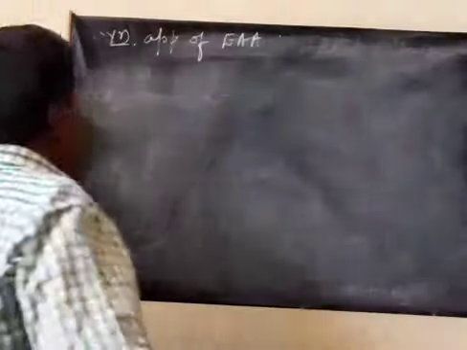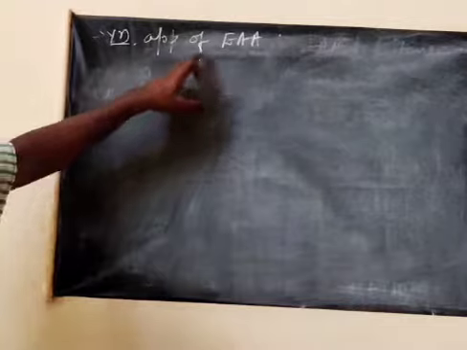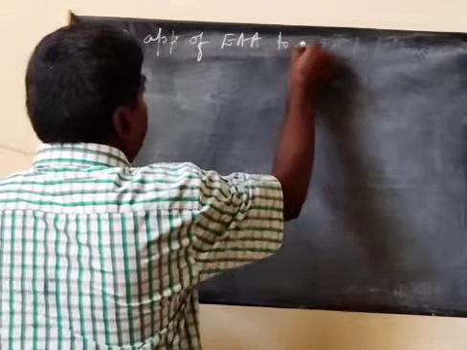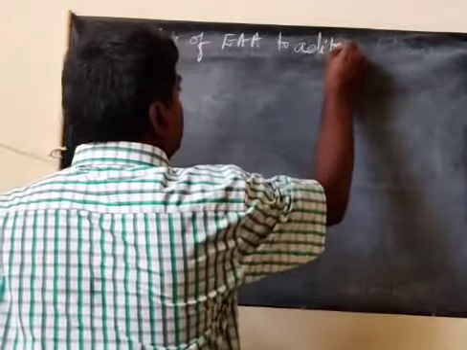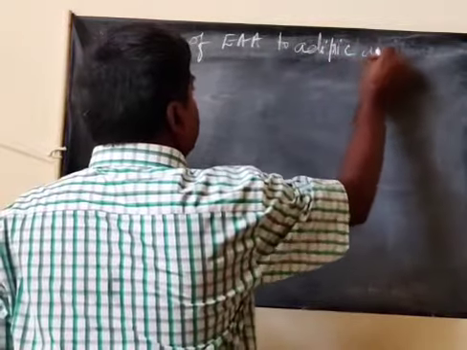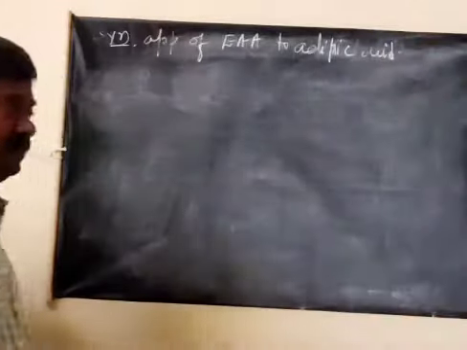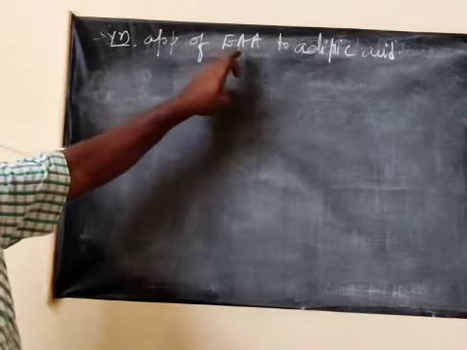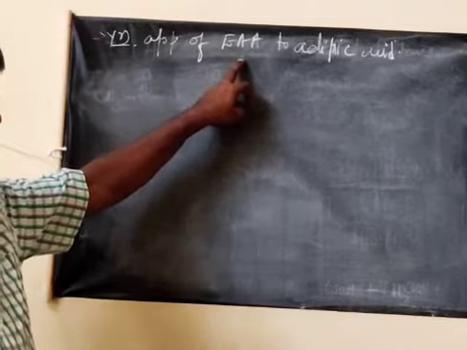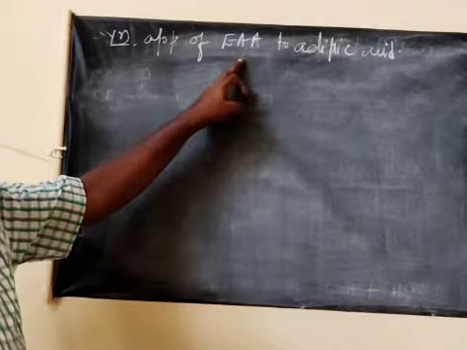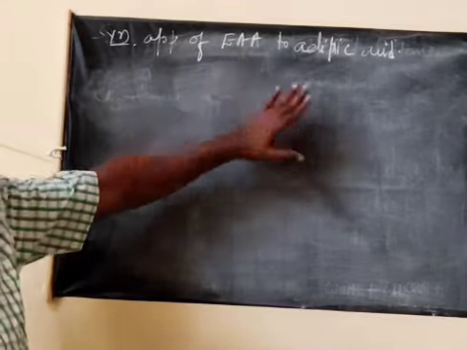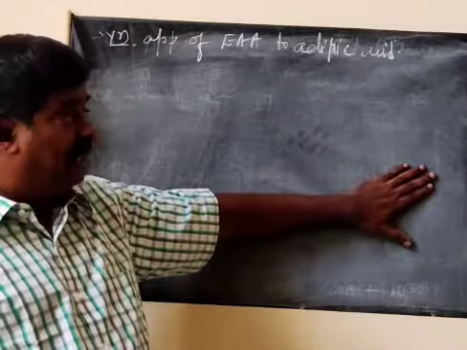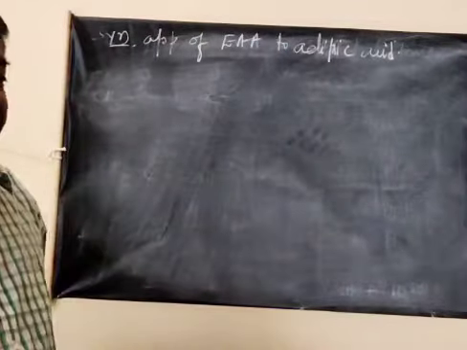Next one is the synthetic application of ethyl acetoacetate to adipic acid. Here 2 moles of ethyl acetoacetate are treated with ethylene diiodide, forming an intermediate. That intermediate on acid hydrolysis gives adipic acid.